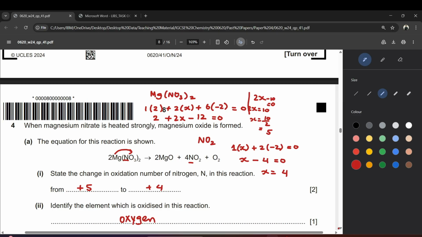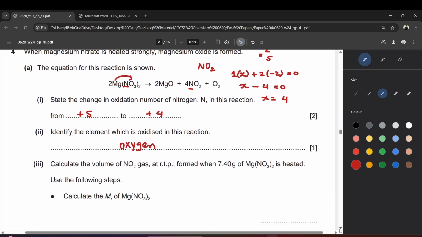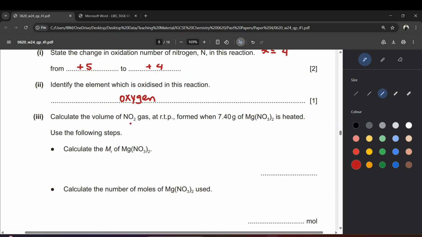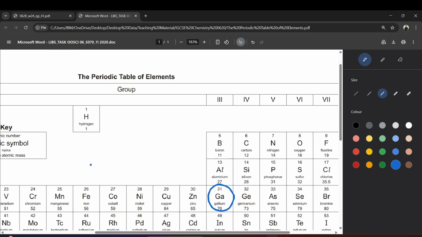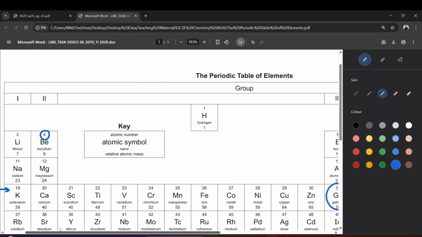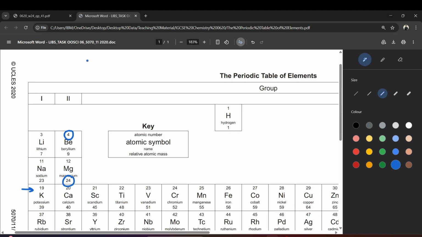All right, the next one is part 3. Calculate the volume of NO2 gas at RTP. RTP means room temperature and pressure, formed when 7.4 grams of magnesium nitrate is heated. Use the following steps. Calculate the MR of magnesium nitrate. In order to calculate its MR, we have one magnesium atom and its AR value is 24. From the periodic table, you can see the AR values are the values over here at the bottom.